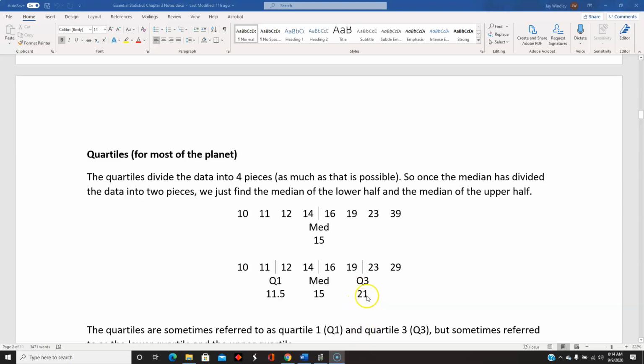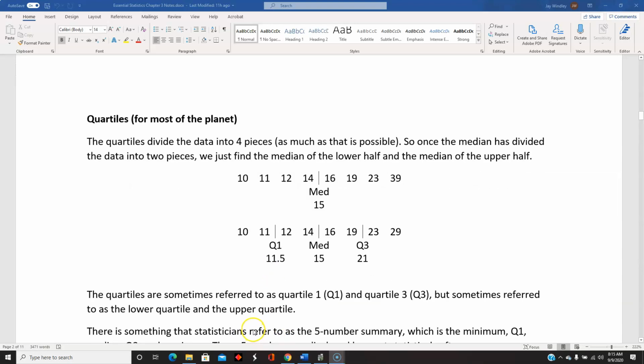And I'm finding this 21 the same way I found the 15, adding the 14 and the 16 together, divide by 2. Add the 19 and the 23 together, divide by 2. Add the 11 and the 12 together, divide by 2. You have to do that little operation whenever this lands in between 2 numbers in the data set.